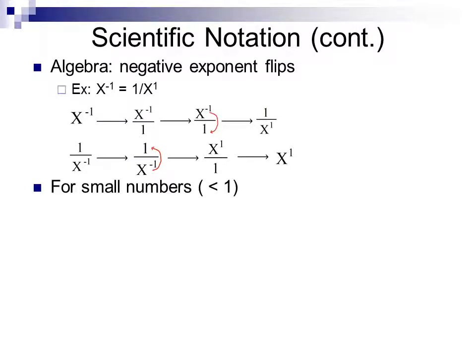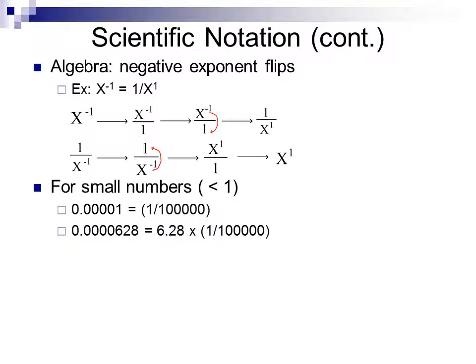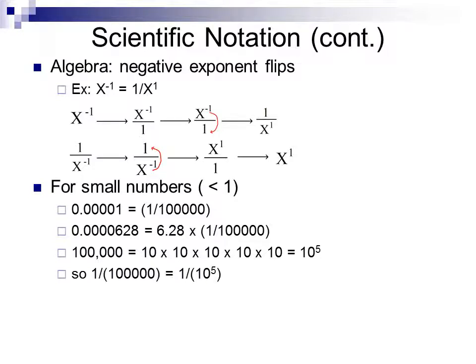For small numbers, numbers less than 1, we report scientific notation using negative exponents. So a number like 0.00001 is the same thing as 1 over 100,000. A number like 0.0000628 is like 6.28 times 1 over 100,000. 100,000 is 10 times 10 times 10 times 10 times 10, or 10 to the 5th. 1 over 100,000 is the same thing as 1 over 10 to the 5th.